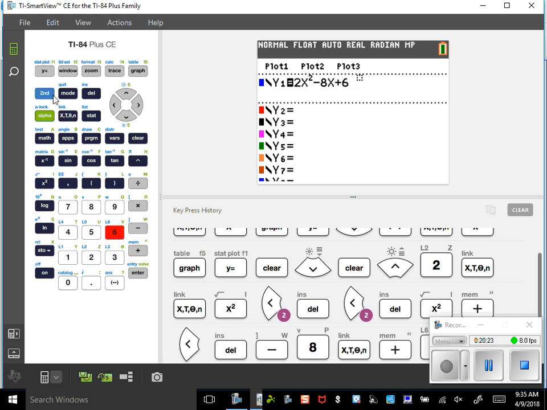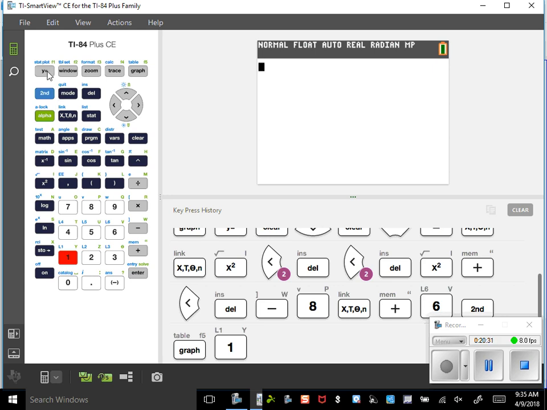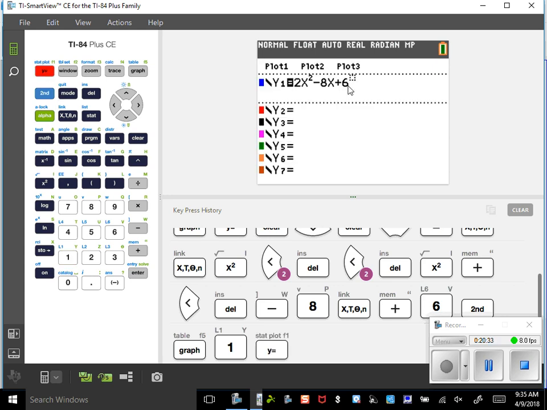Hit second graph. We're going to go to the table. Uh-oh, I must have done something wrong. What did I put in? Let me see. I shouldn't have any parentheses. All right, let me just type it in again. But you guys just go to your table and then go where x is 2 and see if it pairs up with -2. So you can get it off the table.